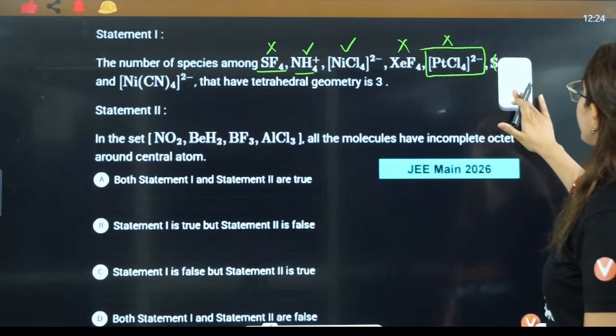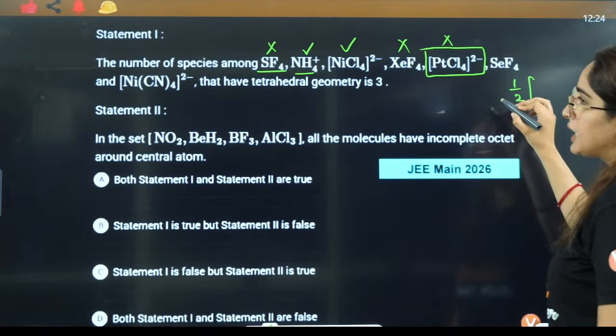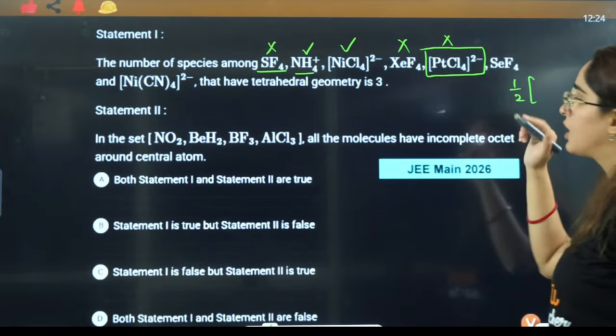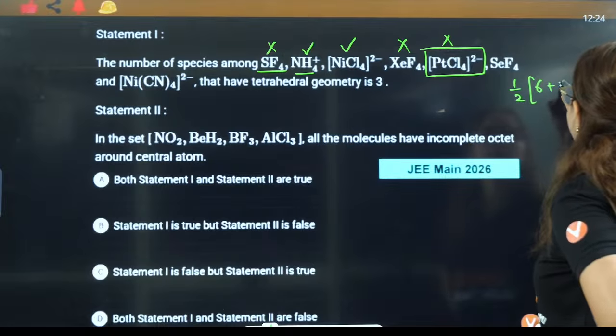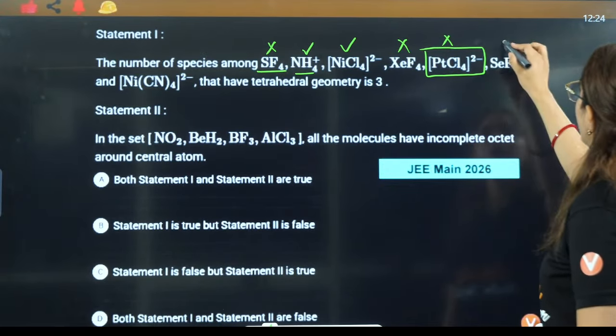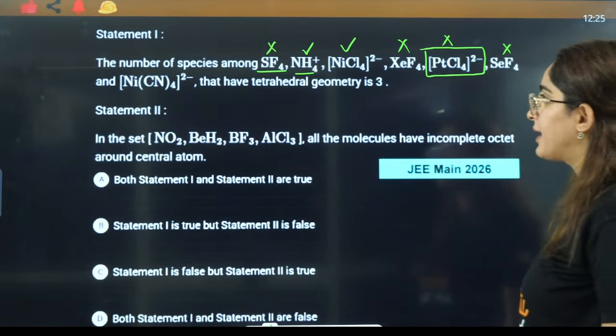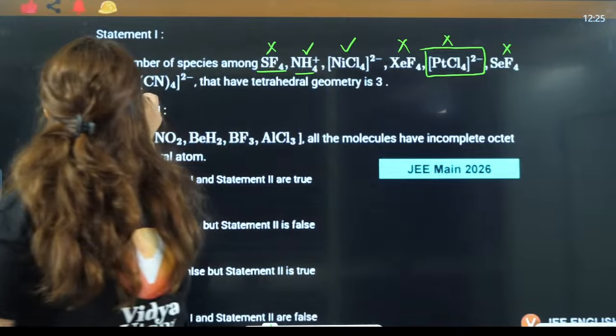Selenium, in this case, if you talk about the oxidation state, this is half. Selenium has 6 outermost and this is 4. This is 10 by 2, that is 5. Again, no. 5 is sp3d. It cannot be tetrahedral. What about this one?